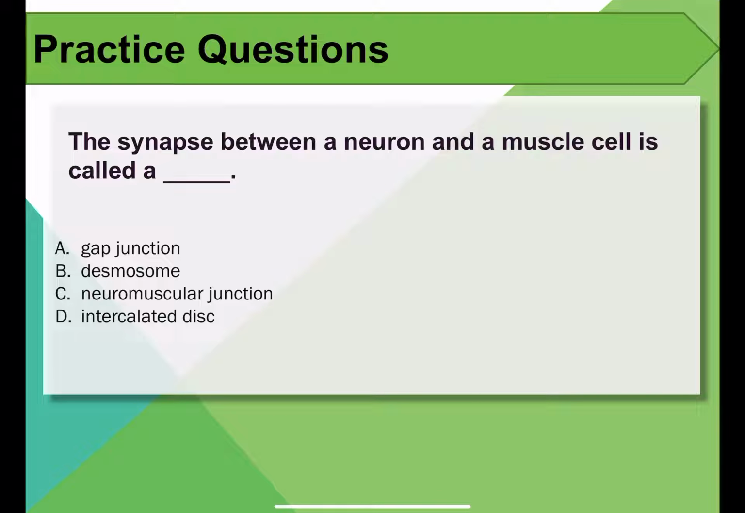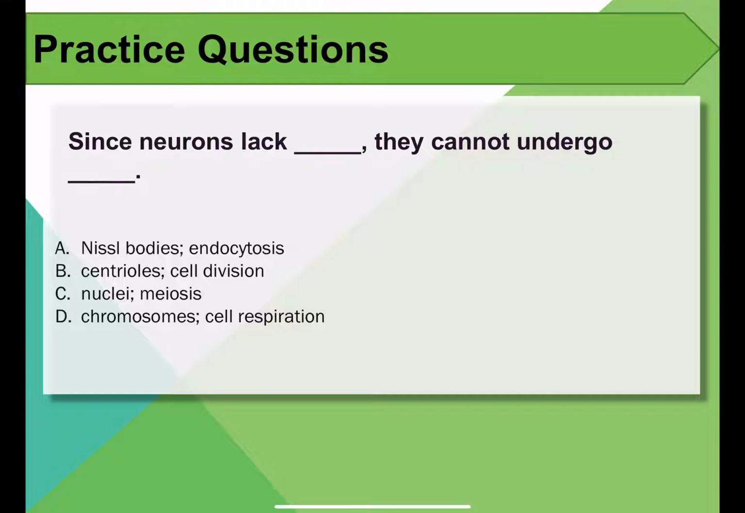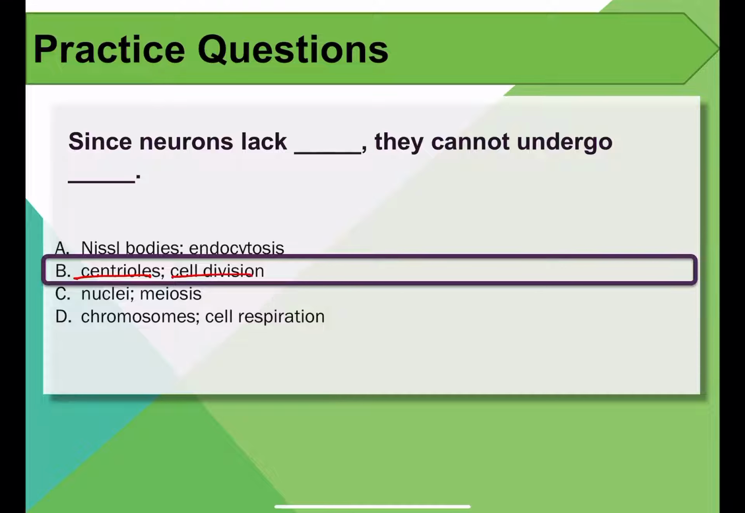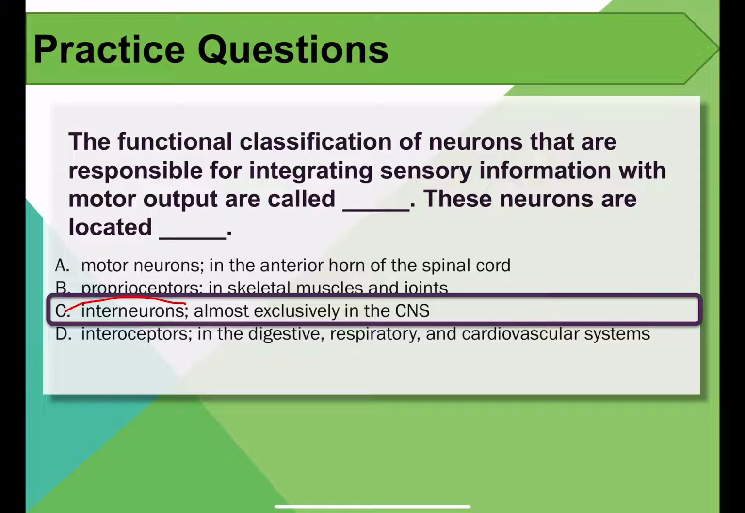The synapse between a neuron and a muscle cell is called a neuromuscular junction, as we talked about in the previous chapter. Since neurons lack what? They lack centrioles, so they can't undergo cell division. The functional classification of neurons responsible for integrating sensory information with motor output are called what? And where are these neurons located? Interneurons, sitting between sensory and motor neurons, and they're exclusively within the central nervous system, either in the brain or the spinal cord.